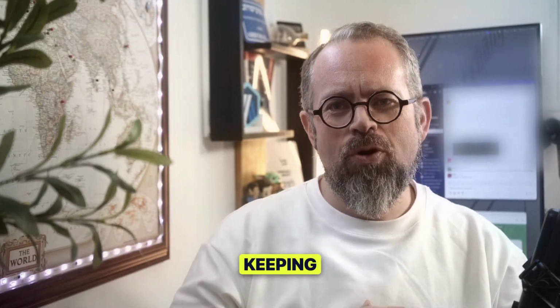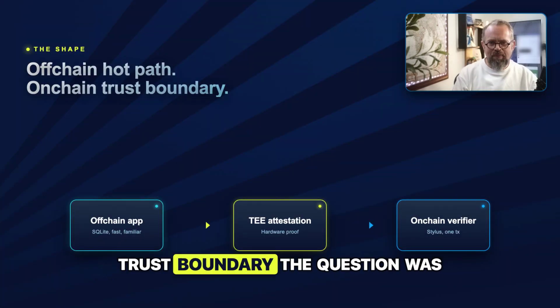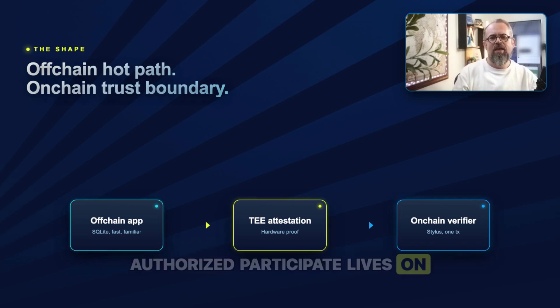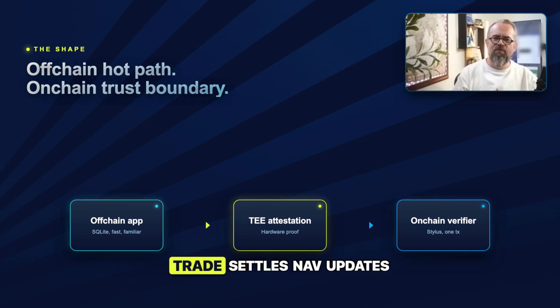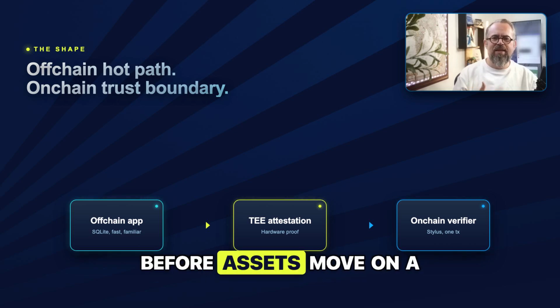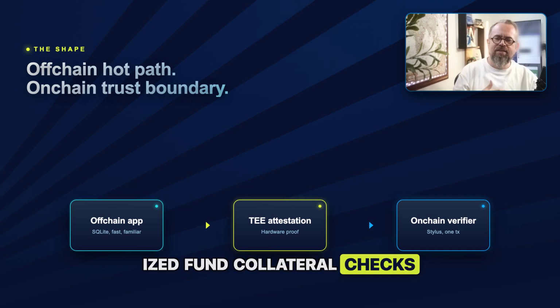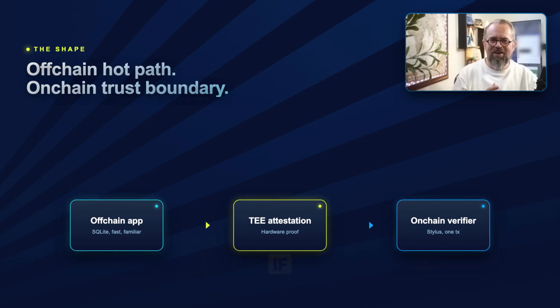This is the shape worth keeping. The hot path stays off-chain, fast, familiar, SQL native. The trust boundary, the question of who's authorized to participate, lives on-chain in one contract call. Compliance screening before a trade settles. NAV updates before assets move on a tokenized fund. Collateral checks before a position opens. Same shape, same kind of contract.